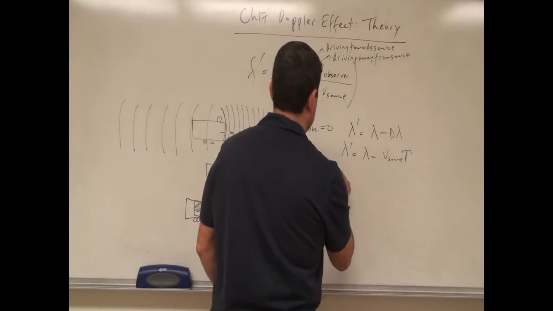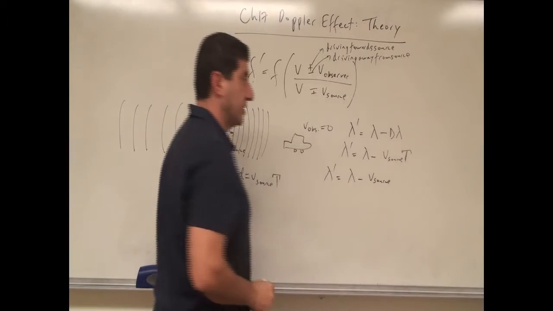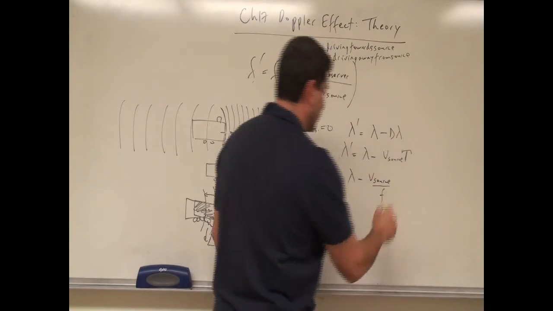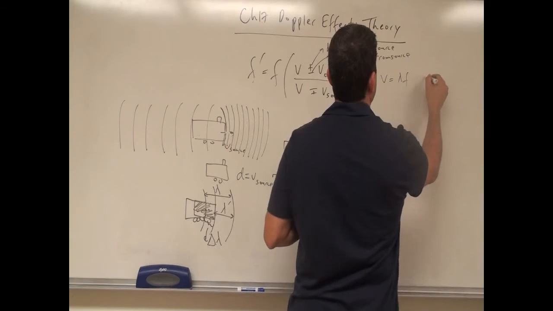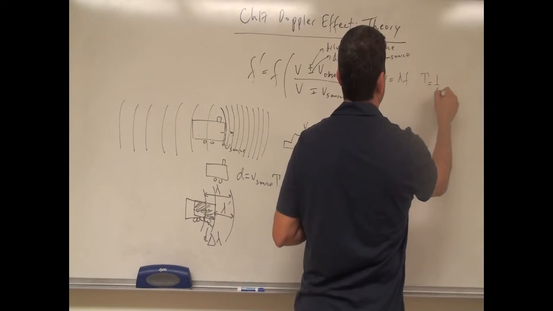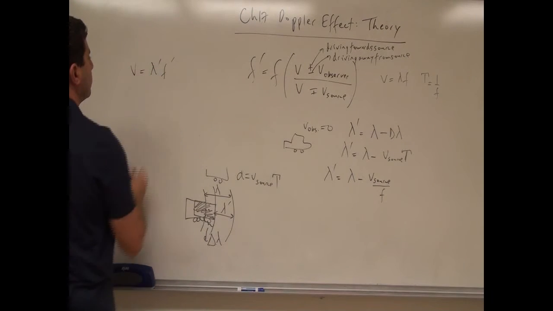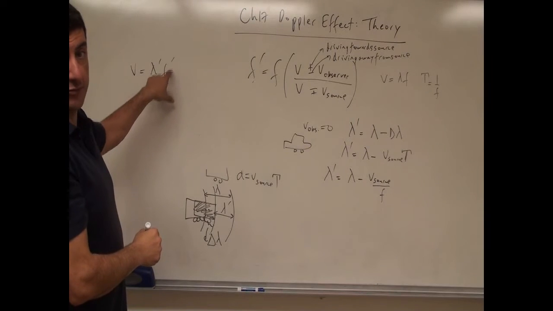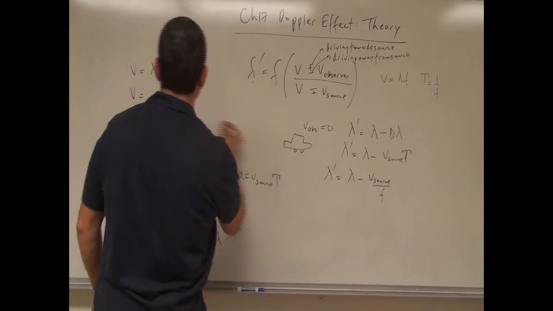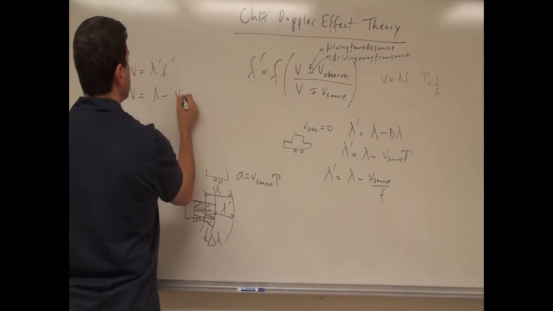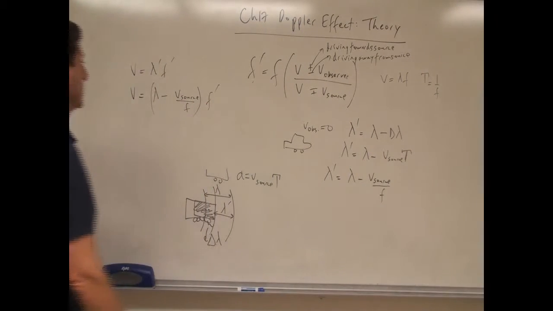So then what are we going to do? We're going to say lambda prime is equal to lambda minus V source times the period, and the period is equal to 1 over the frequency of the wave, right? Because we can say velocity is equal to lambda f. Okay, so we have V is equal to lambda prime f prime. Our goal is to calculate what f prime is going to be, where V is the velocity of the sound. So lambda prime is equal to lambda minus V source over f, times f prime.